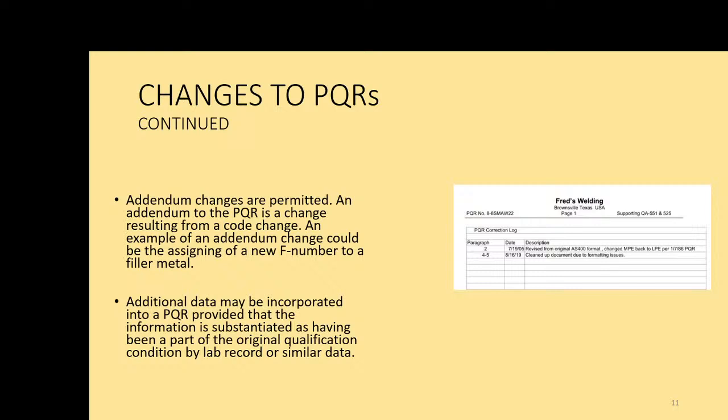Best way to go about it is just to do an addendum or an appendix to a PQR. If you've got to change something, just do an addendum, staple it all together, explain what's going on. This can be due to a code change. Let's say your welding code, your material.